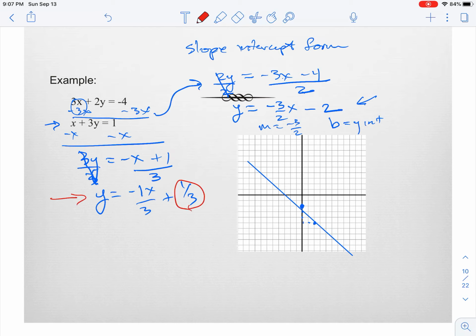And then I'm going to do my other equation. This one is a little bit more complicated because of the y-intercept of 1/3, and this is my slope. So 1/3 is somewhere right in there. And then I go down 1 and over 3, down 1 and over 3.